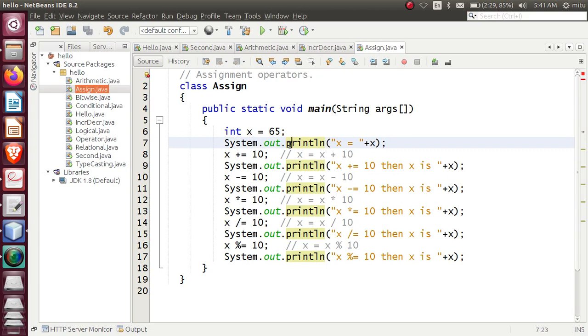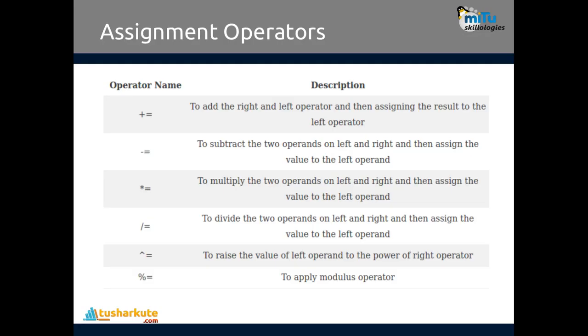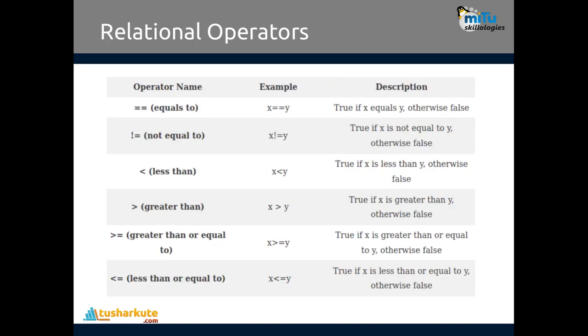If you want to save execution time, or reduce the length of the statement, we will make use of these operators, the assignment category of operators. Now let's continue with one of the most important categories of operators, called relational operators. Relational operators are also called comparison operators. They are used to compare two variables, two constants, or one variable and one constant.